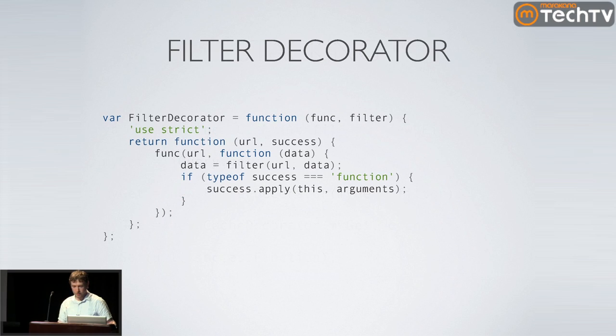So we can have a little dig at the filter decorator. This is pretty simple. What it's doing is just augmenting the success function with this extra line, data equals filter(url, data). So we're just filtering the content there.